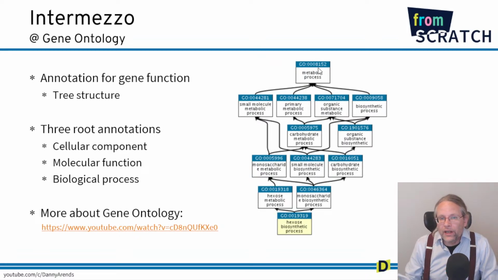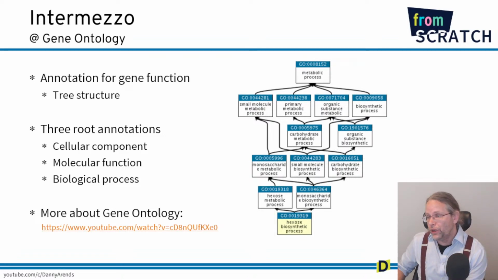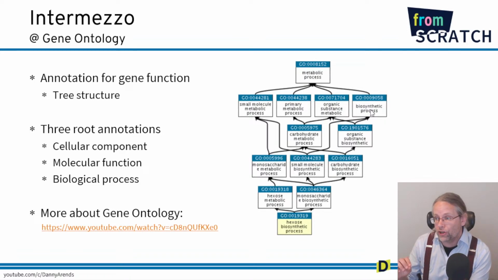But very basically, here we see a gene ontology annotation. So gene ontology is a tree structure. So you have a top level term, which then gets subdivided into smaller terms. And these smaller terms can then be connected to other terms in the tree. So there's a relationship between each of these. So a metabolic process is either a small molecule metabolic process, a primary metabolic process, an organic substance metabolic process, or a biosynthetic process. So those are the metabolic processes that there are.